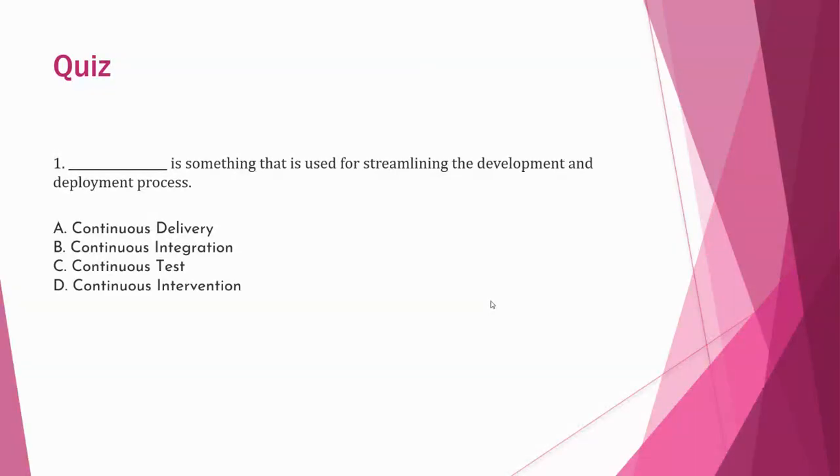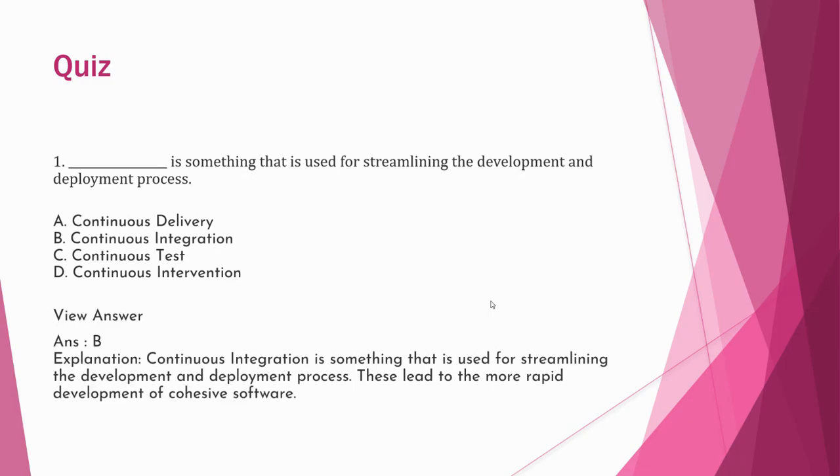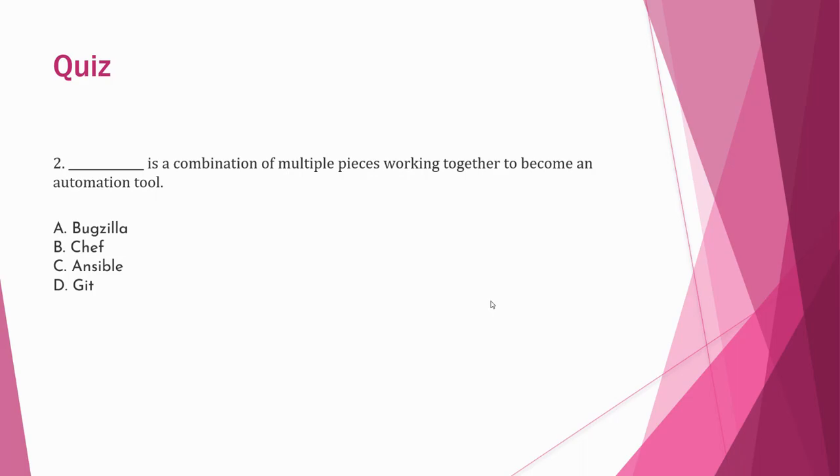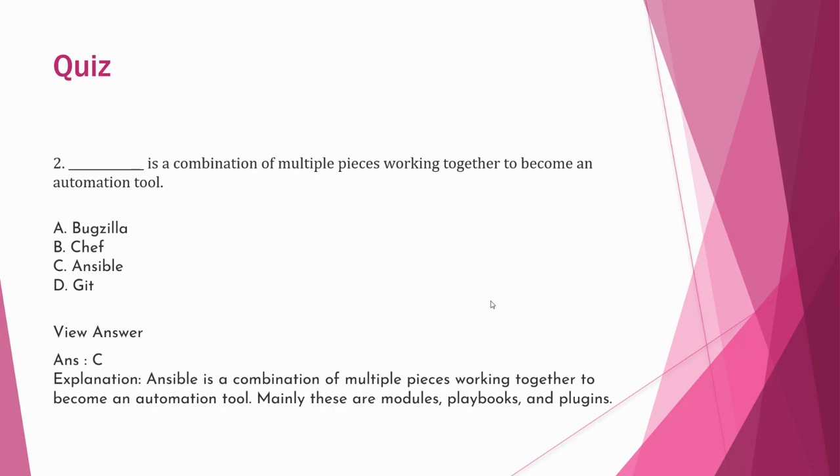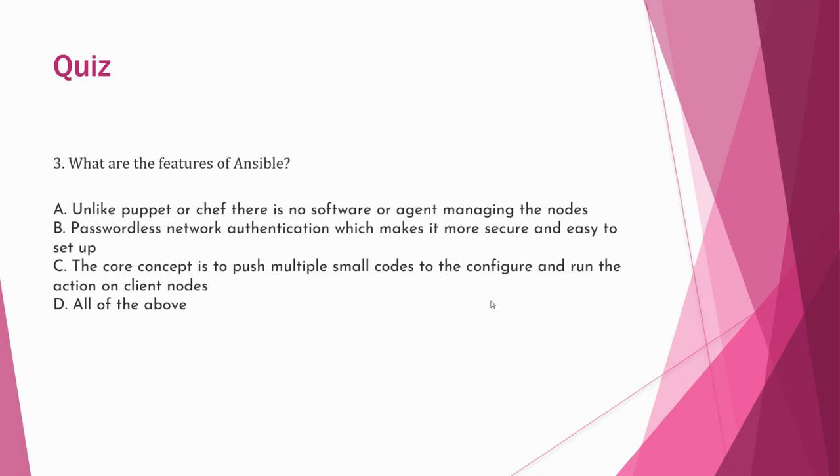So what should be the answer? It should be continuous delivery, or continuous integration, or continuous testing, or continuous interventions. They are saying streamlining development and deployment. So which is used to integrate both development and deployment? Correct, you are right. Continuous integration, B is the answer. And then what is a combination of multiple pieces working together to become an automation tool? Ansible only. Okay. And then what are the features of Ansible?